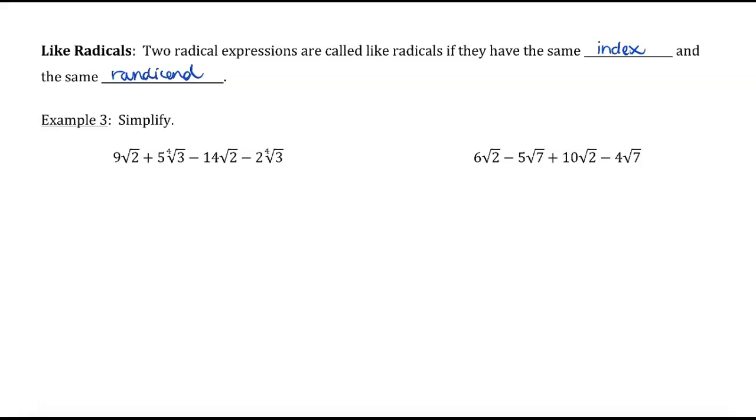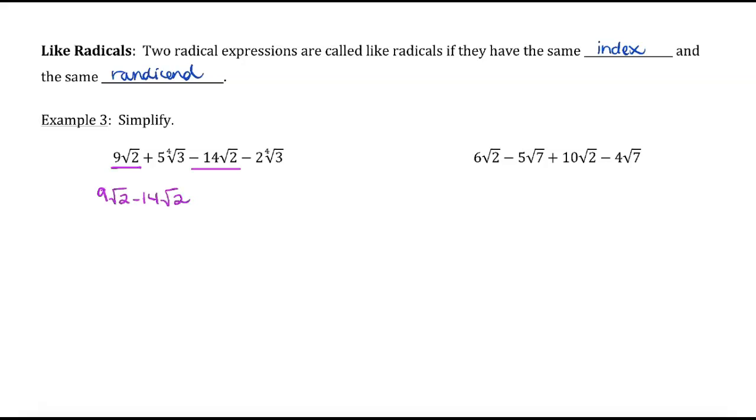Let's look at example 3. In this first expression, we have 4 terms. 9 root 2 and negative 14 root 2 are like terms because we have like radicals. They are both square roots, so they have the same index, and they are both root 2. They have the same radicand.